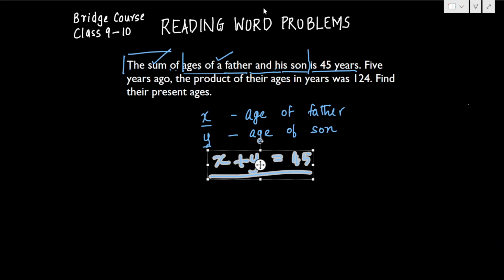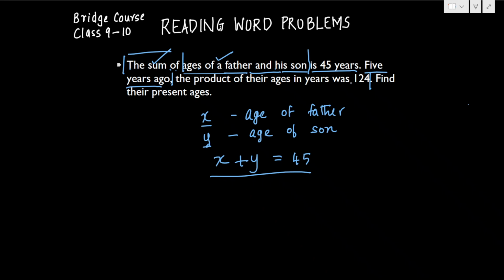Move it a little bit here. Now let's look at the second line, second sentence. 5 years ago, let's split it. 5 years ago, the product of their ages in years was 124. Okay, if we take 5 years ago, the product of the ages in years was 124. So currently the father's age is X, age of father. The age of the son is Y, age of son.